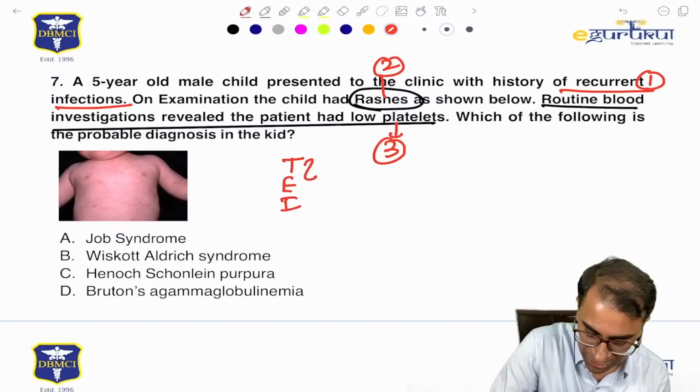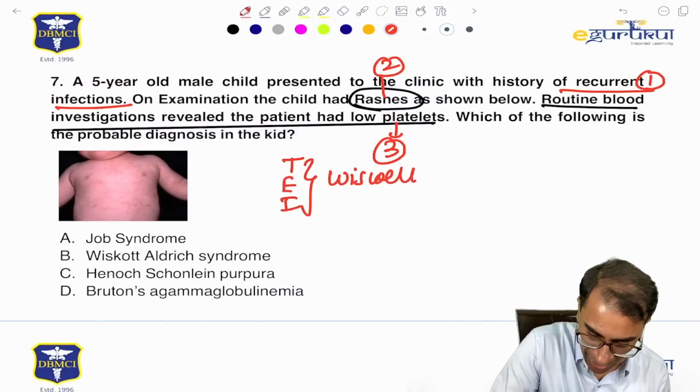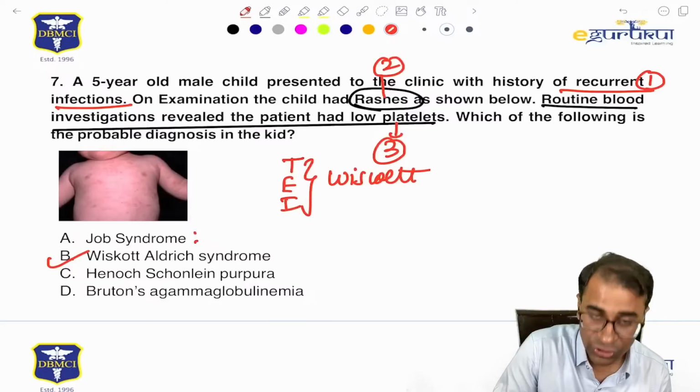Thrombocytopenia, eczema, infection. The whole thing is called Wiskott-Aldrich syndrome. Job syndrome is, Job has a good fate.